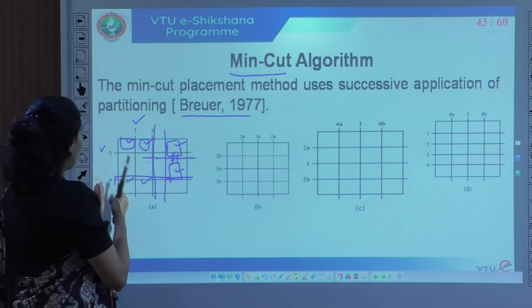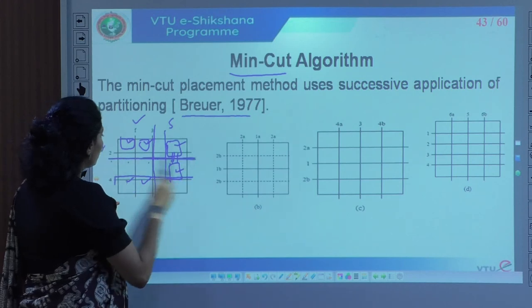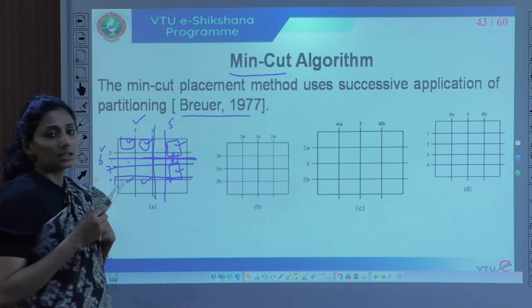So next, partition number 5 will come somewhere here, and 6 goes here, and the 7 goes somewhere here. This is how you continue.